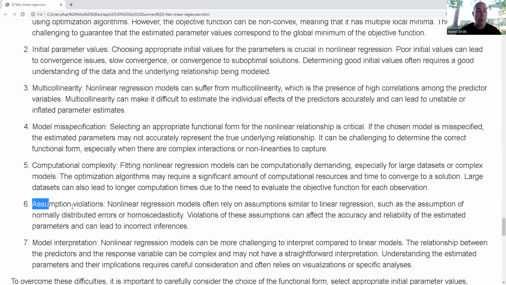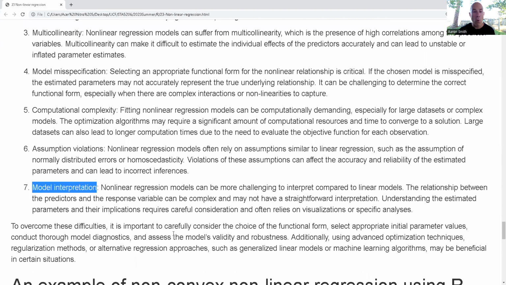Now, the assumptions could also be violated. This is another risk, just like with regular linear regression. And model interpretation for nonlinear regression can be much more difficult than it can be for linear regression. The most important thing in this type of modeling is to have the right functional form. If I have the right functional form, I'm as set up for success as I can be.